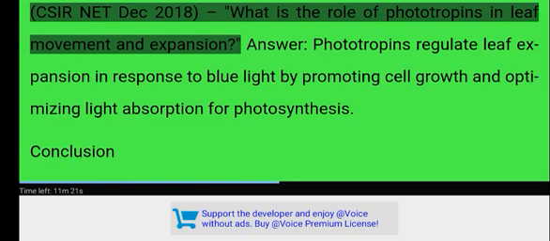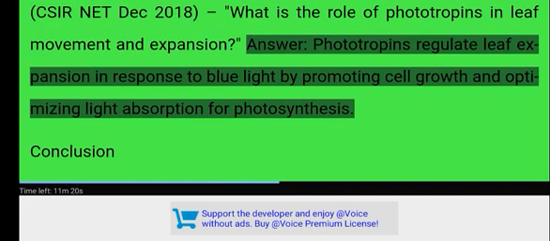CSIR NET December 2018. What is the role of phototropins in leaf movement and expansion? Answer. Phototropins regulate leaf expansion in response to blue light by promoting cell growth and optimizing light absorption for photosynthesis.